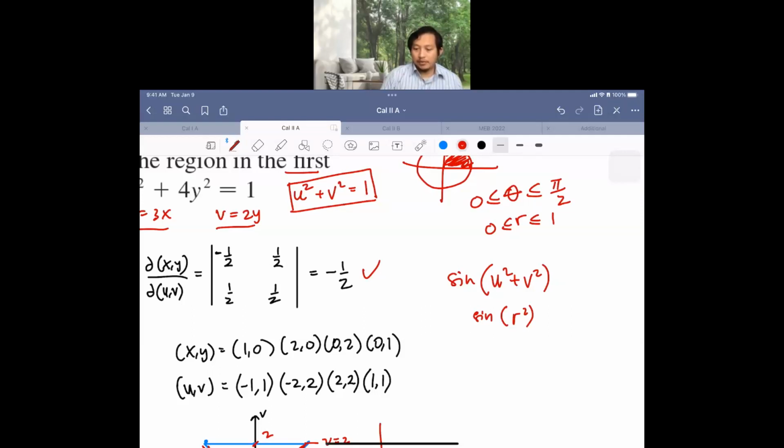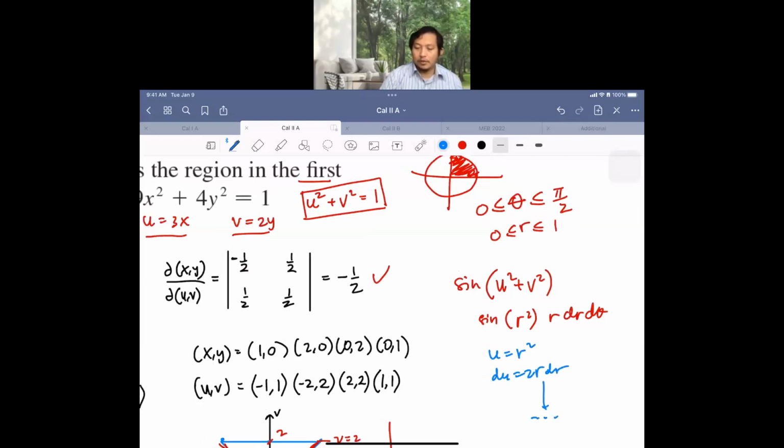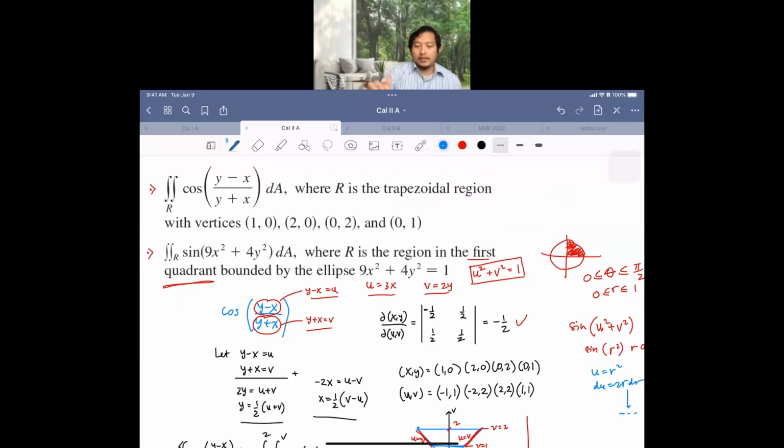You can take sometimes to use the substitution method, because you have r, dr, d theta, and you use the substitution u equals r squared, du equals 2r dr, and you can continue this part. All right, for the contents of today's lecture, I will just end here.